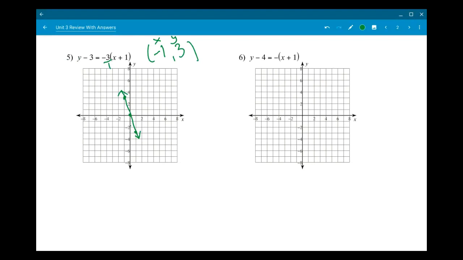Number 6, again, we've got a weird looking slope here, but we're going to assume that's a slope of -1. So it's really y minus 4 equals -1, we'll call it -1 over 1. So we can use the change in y over change in x concept there. -1 for x and 4 for y would make both sides 0. So that's the point where we're going to start. And then we're just going to go down 1 over 1 to create some new points.